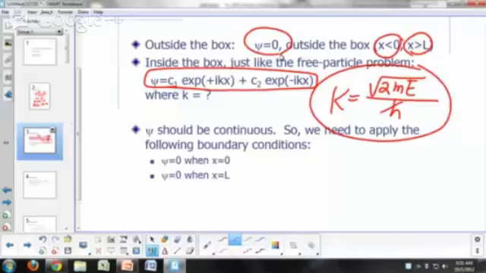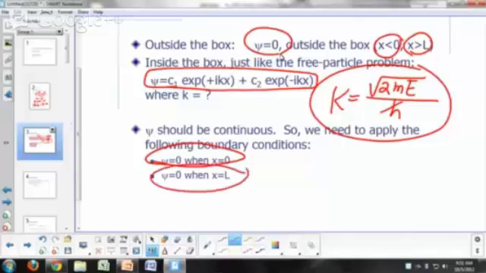Now, like I said, so far what we have at this point is a free particle problem until we impose the boundary condition. So the boundary condition we're going to impose is that psi must go to 0 when x equals 0. Why? Because psi has to be continuous. So outside the box, below x equals 0, it's 0. So your function must be 0 at x equals 0, when approached from either side. Okay, so it must approach 0.